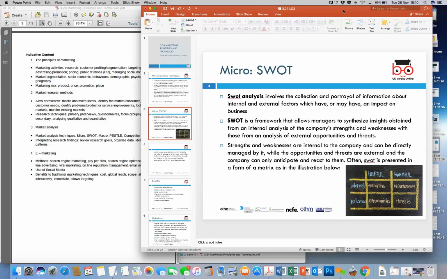And these strengths and weaknesses can be internal to the company, they can be directly managed because these are things which can be controlled by the company itself. So, for example, if you are in the manufacturing business and you are, say, a dairy farmer, the impact of Brexit is something which is going to be affecting all the industries.